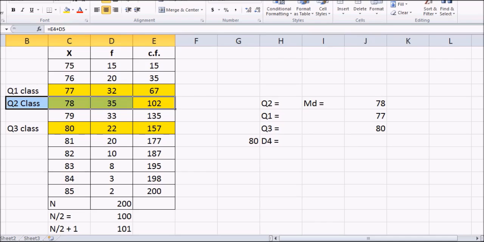So let me write that here. This is my D4 class. Again my D4, let me put this near to D4, will be 78 again.